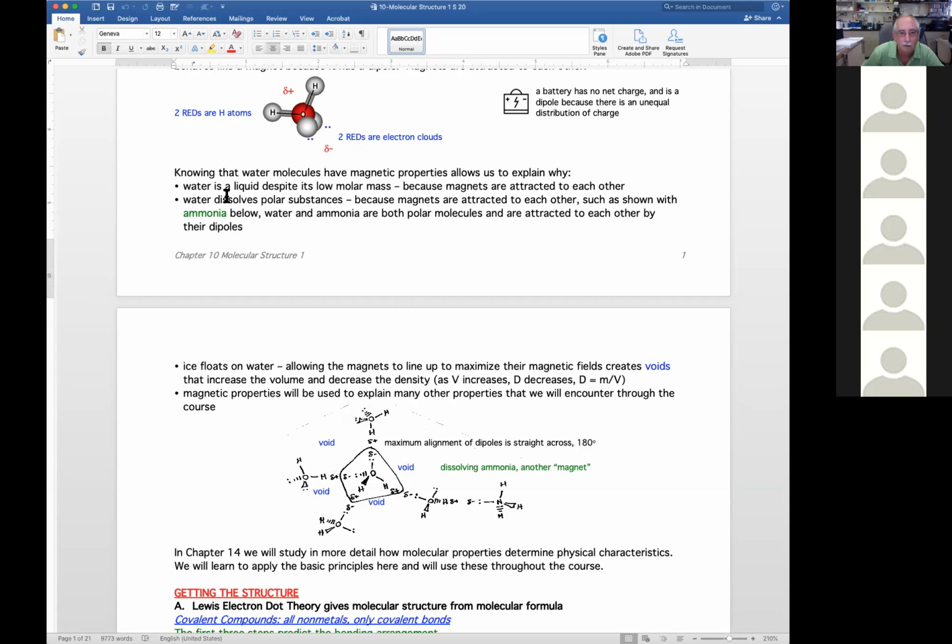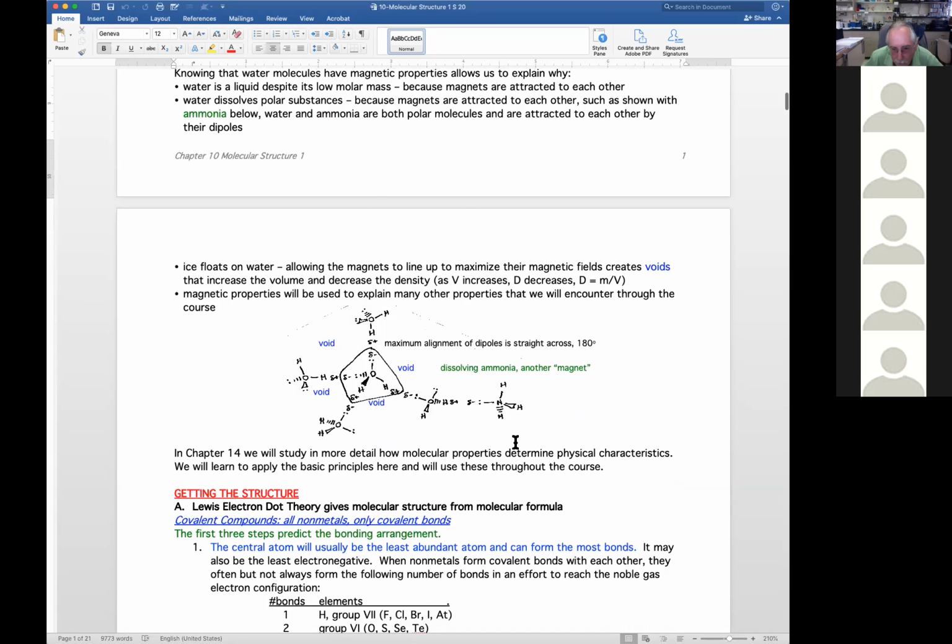Is that why you could say water is cohesive or adhesive? Is it because of how magnetic and clumped together they are? Yeah, that's true. Okay. Another thing that we can explain is why water dissolves polar substances, like ammonia, for example. Well, it's because little magnets are attracted to little magnets.